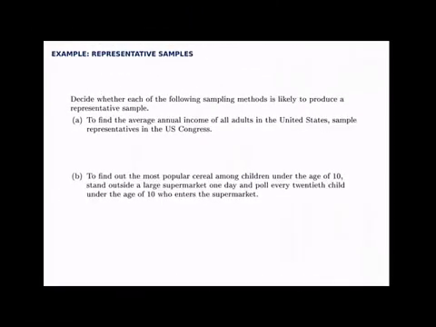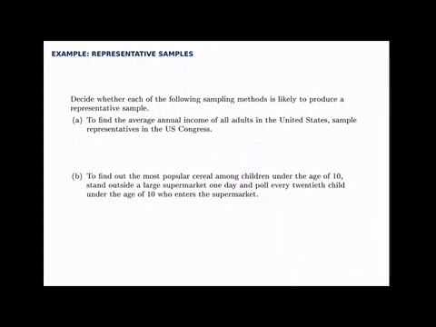Here we're looking at the idea of representative samples. So if we're looking to measure something about a population, we want to gather a sample to measure, and we want to make sure that when we do that, the sample represents the population, that it looks similar to the population as a whole. So we'll look at a couple examples here. First of all, to find the average annual income of all adults in the United States, suppose we sampled representatives in the Congress of the United States. It turns out this is not a very representative sample.